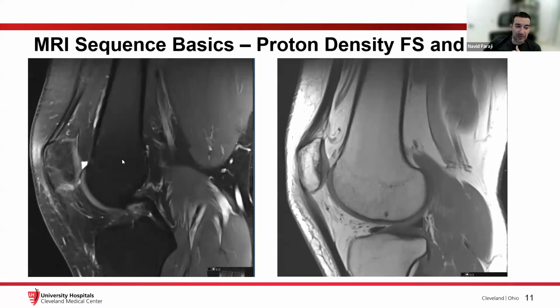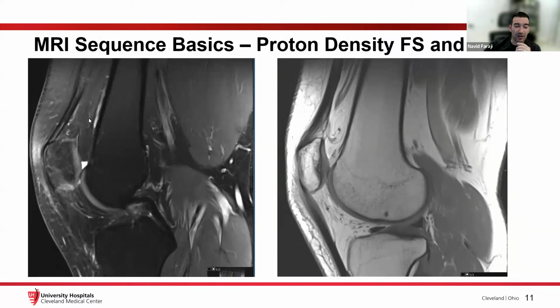Real quick, we'll talk about sequences. So you have to know what you're looking at in order to figure out what the pathology is. You have to know what sequence you're looking at, so it's really important that you find some fluid on your images and ask, is fluid bright or is fluid dark? We can see here on this image on the left the littlest bit of joint fluid, and that tells us that this is a fluid sensitive or a T2 sequence.